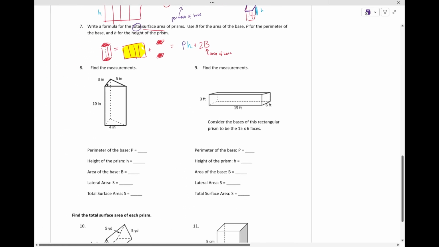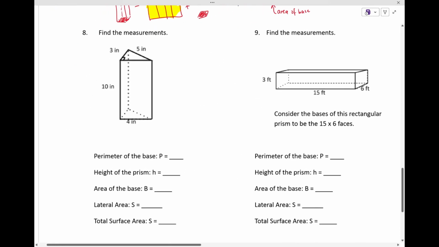So let's do a few practice problems. Okay, number 8. For our lateral area and our total surface area, we need to use those formulas, right? So P times H, and this one is P times H plus 2B. Again, that's on our star reference sheet. In order to find these things, we need to actually find those values of P, H, and B.